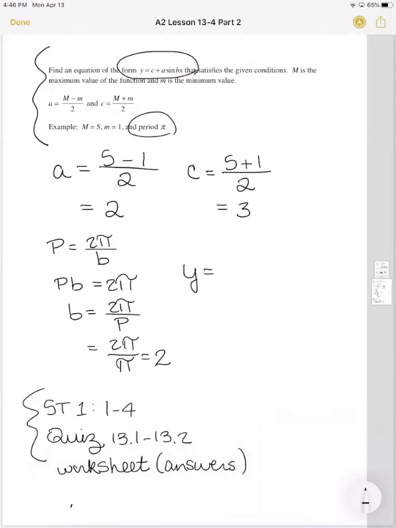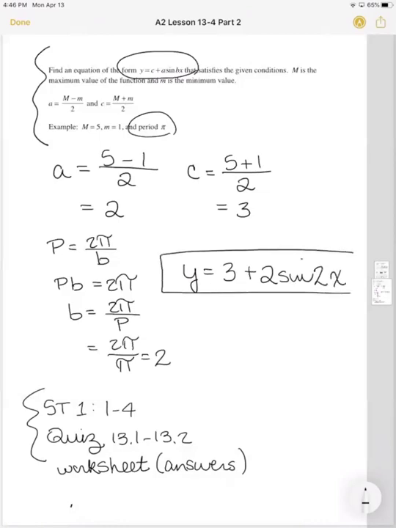Y equals C, which is 3, plus my amplitude is 2, times the sine. Now my B value is also 2 times x. And there is my equation with a max of 5, a min of 1, and a period of pi. I have a vertical shift up of 3. I have an amplitude of 2. And this B value tells me that my period is 2 pi divided by 2, or pi. And I have a wonderful equation.